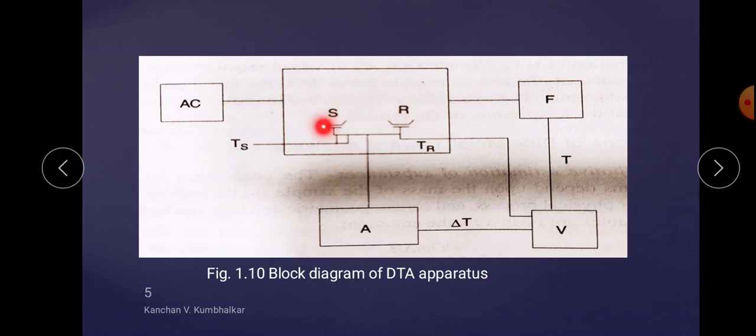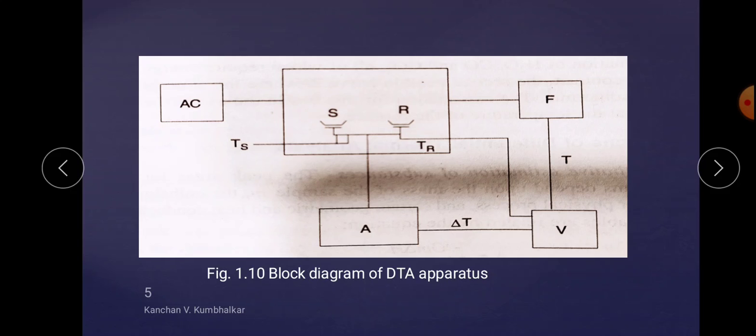The chamber S contains the sample under investigation. The reference and the sample are in contact with the thermocouples Tr and Ts respectively. The furnace is then heated at a linear rate. As long as the temperature of reference and that of the sample are the same, there will not be any potential difference between the two thermocouples.